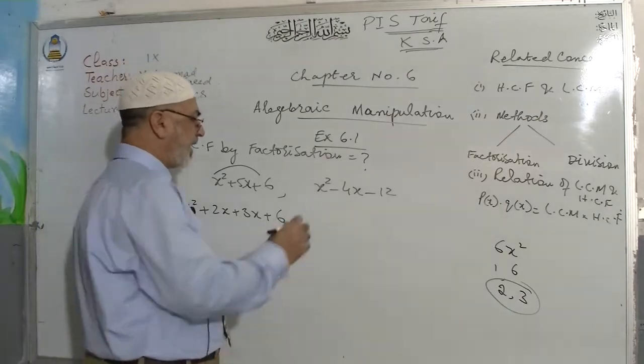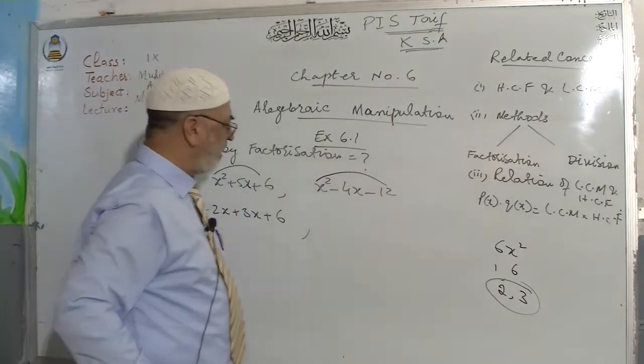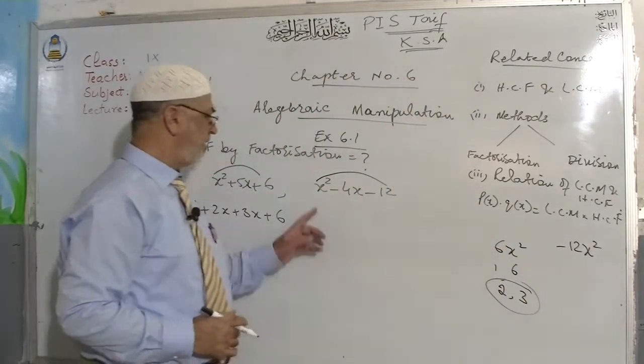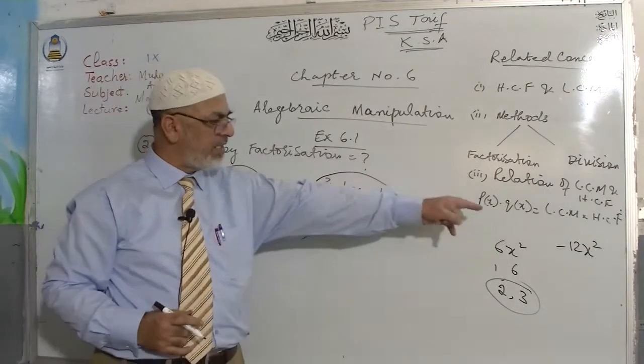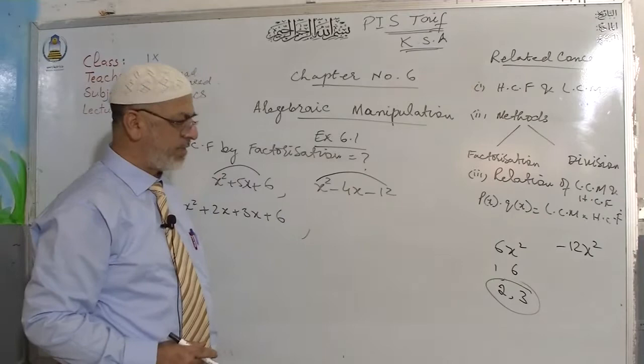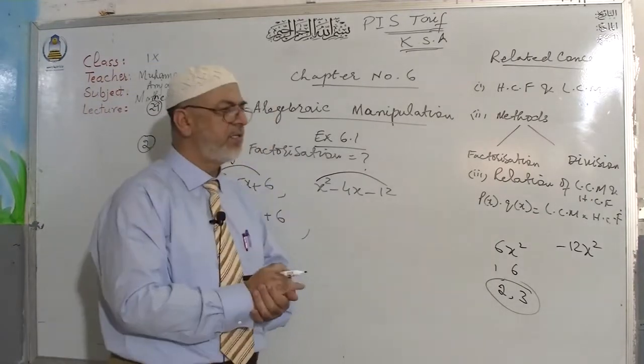Similarly, for the second one, multiply first and last. What will be? Minus 12x square. First and last is multiplied, you have minus 12x square. Now you have to find the pair.